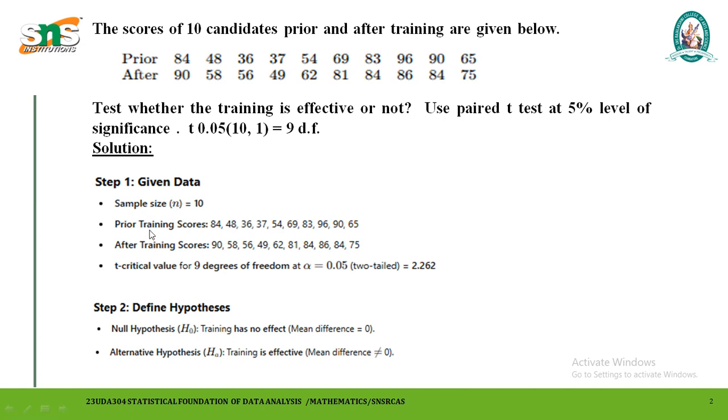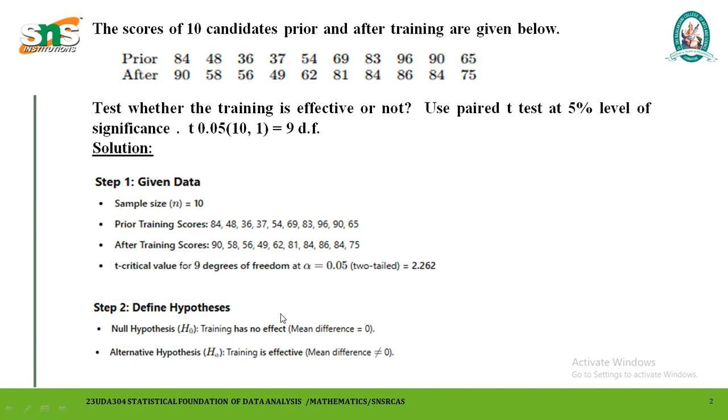Next we are going to collect the values, the prior training scores which are given in the question, and then the after training scores, which are also given in the question. The question itself gives the degrees of freedom, so the degrees of freedom value is 9, and we have to check this problem at the 5% significance level. Next we are going to define the hypothesis.